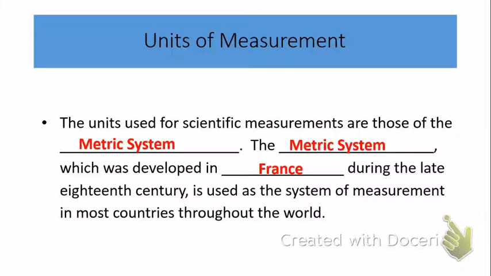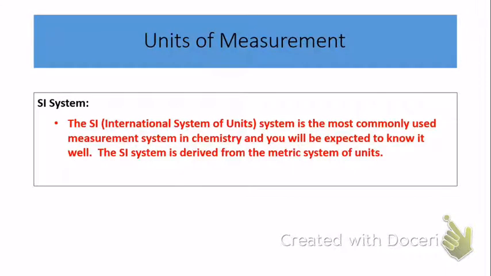All right, so what is the measurement system that we use in science and in chemistry? Well, we use the metric system. Now, the metric system was developed in France during the late 18th century and is basically used as the system of measurement in most countries throughout the world. The United States uses the English system predominantly in our everyday world. However, when it comes to science, the metric system is used in the United States as well as the rest of the world. So what happened is that the world got together and said, hey, we need to have a uniform system of measurement for science so that countries all over the world could communicate with each other and understand the measurement system. So the SI system was developed.